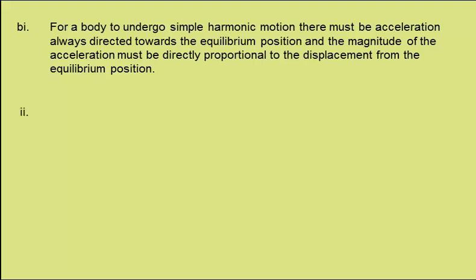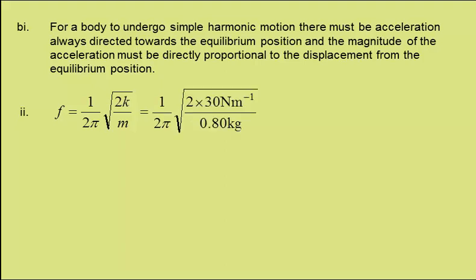In part 2, we're told the frequency of the oscillation of the trolley is given by this expression, where m is the mass of the trolley and k the spring constant. We need to find the period of oscillation of the trolley, giving an appropriate unit. Well, putting the values into this expression gives a frequency of 1.38 Hz. Time period is 1 over frequency, which comes out at 0.73 seconds.